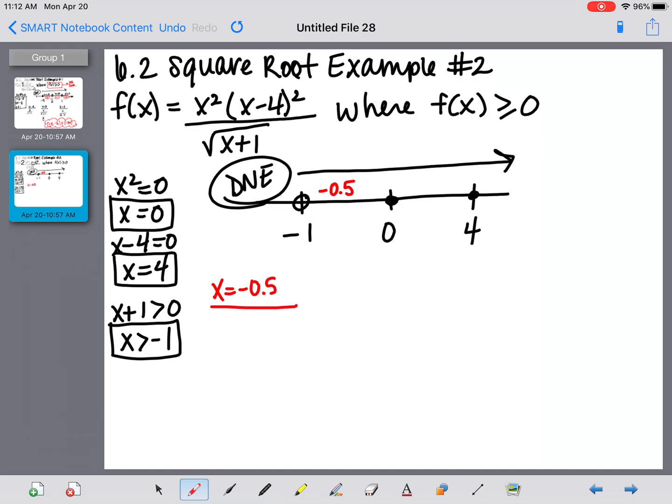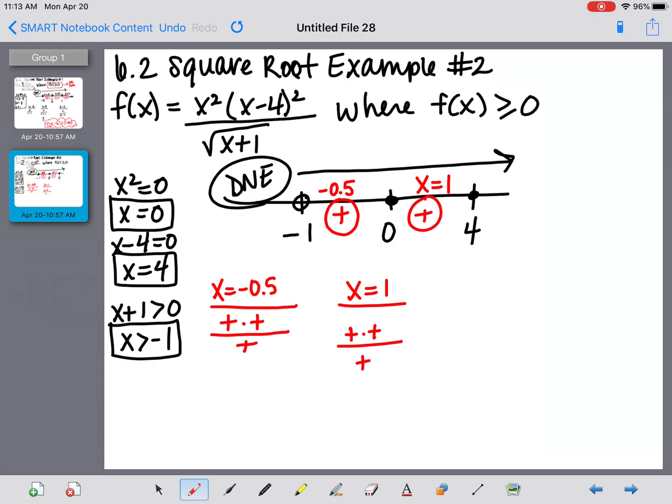When I plug that in, I'm going to get a positive times a positive on the top, and I'm going to get a positive on the bottom. The square root of -0.5 plus 1 is positive 0.5. In between 0 and 4, why not just use 1? Again, positive times a positive in the numerator, and square root of 2 on the bottom is going to be a positive number.